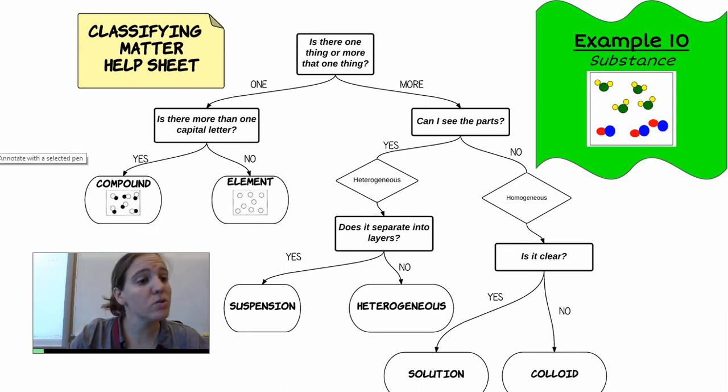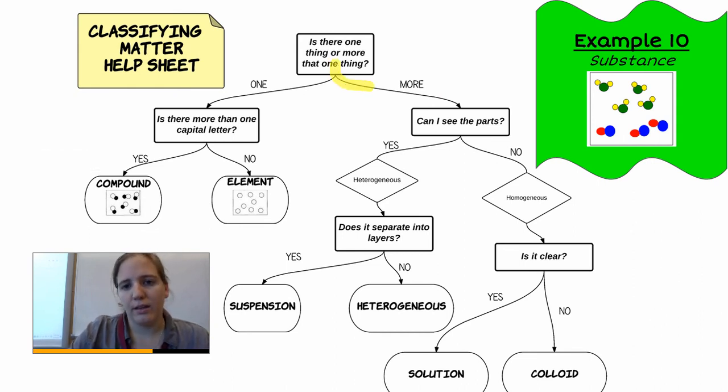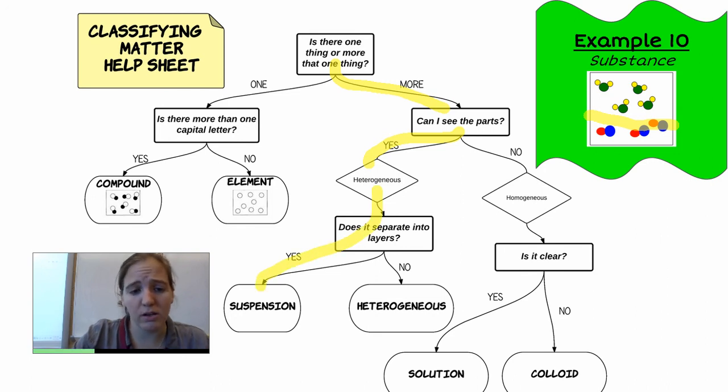All right, let's do the last one. More than one thing. Let's pretend that we can see the parts. I'm just going to tell you that piece of information. Does it separate into layers? See how the top is very different than the bottom? So I'm going to say, yes, it can. I have two layers, the green and the blue and red. So this is a suspension.